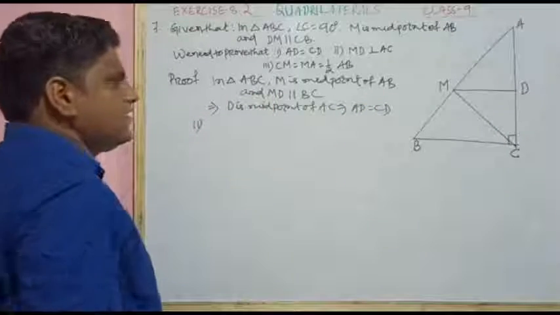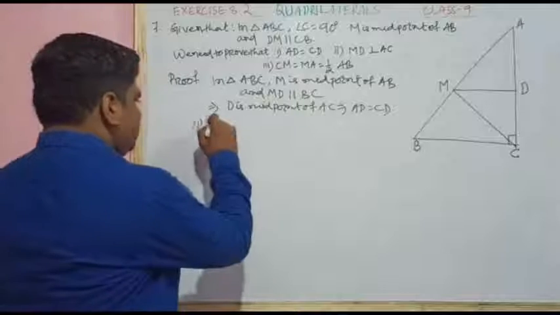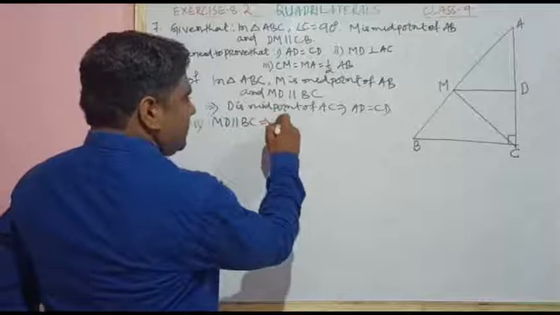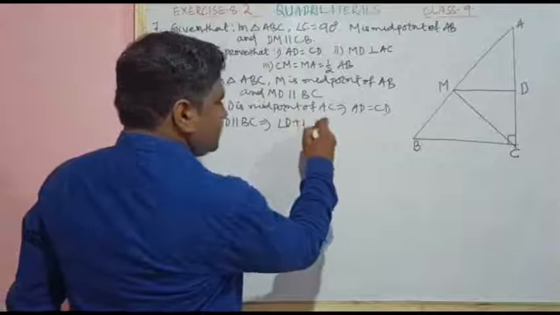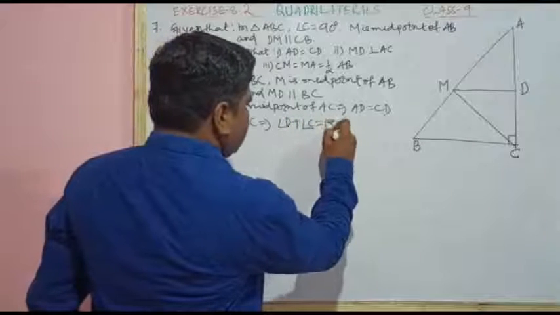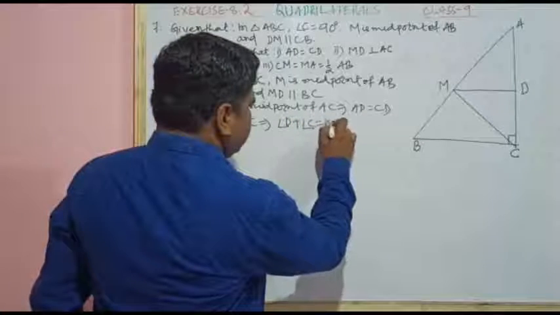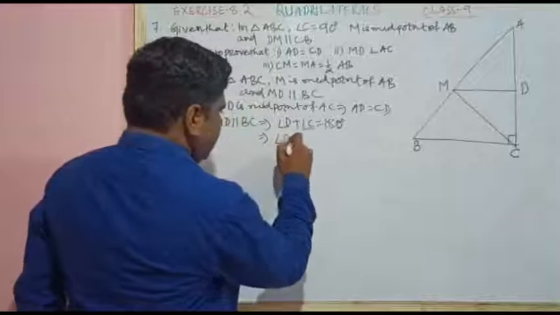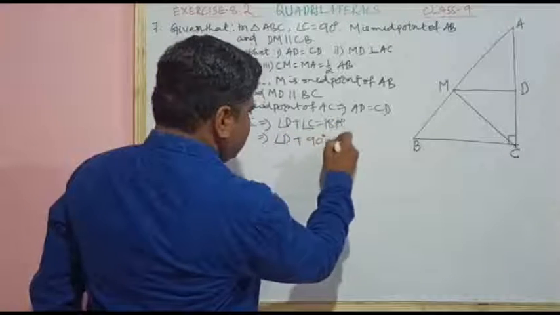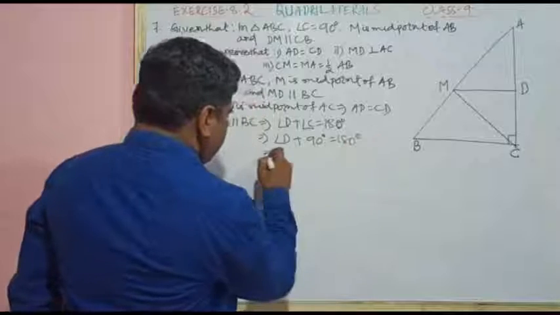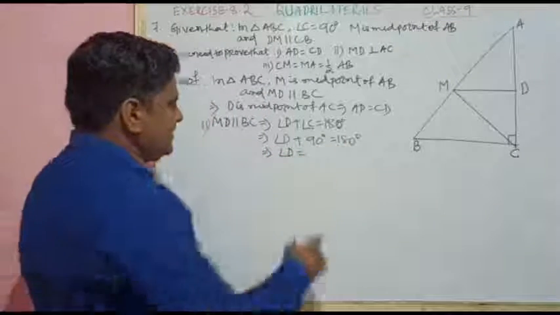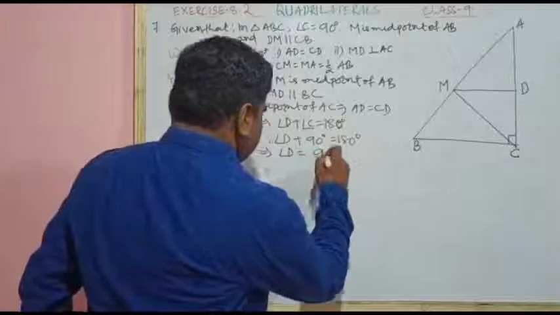Second bit: if MD is parallel to BC, then angle D plus angle C is equal to 180 degrees. It is given that angle C is 90 degrees. So we can write angle D is also 180 minus 90, which is 90 degrees.